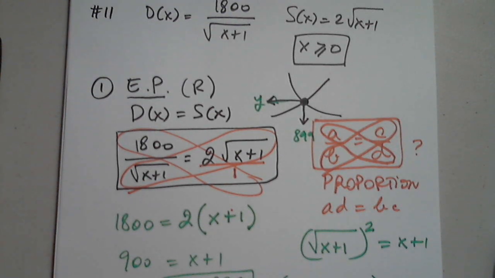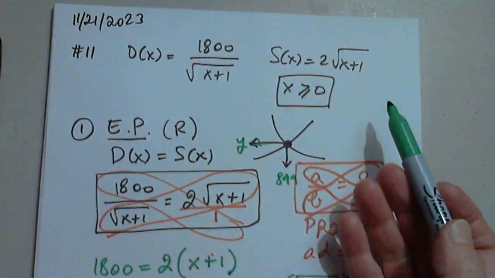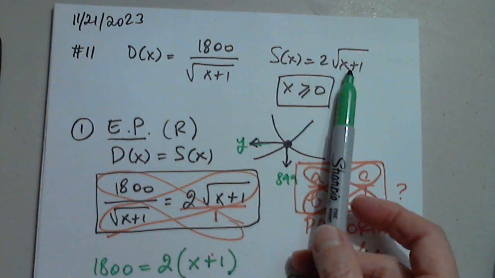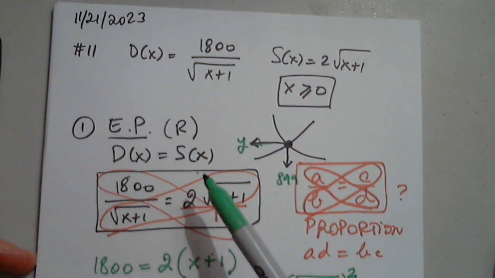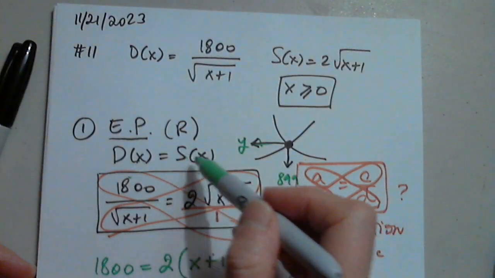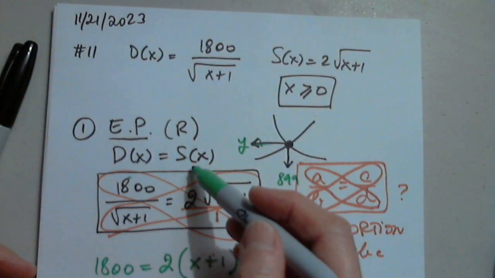Plug it in. Exactly. Plug it in. It doesn't matter where I plug it in. I can plug it in here or I can plug it in here because I set them equal to each other. This number plugged in here must equal the other number plugged in, 899.